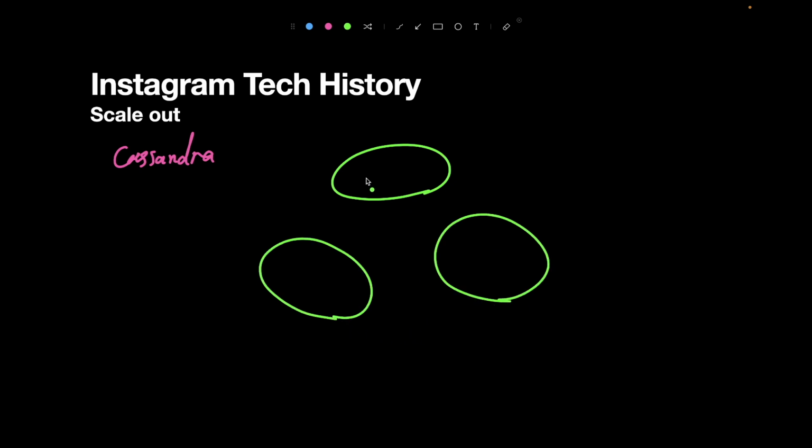Now let's see how they deploy Cassandra at large scale. In large scale, there is actually no master node in the Cassandra replicas, and all the replicas have the same data with eventual consistency. But what is eventual consistency?